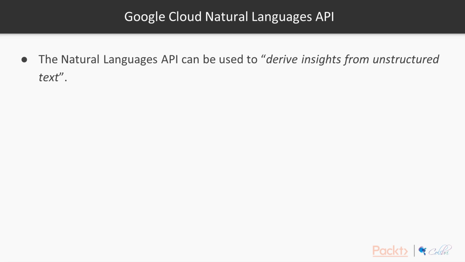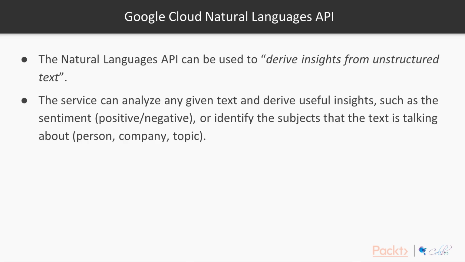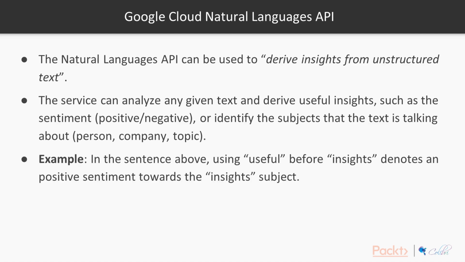Looking in a bit more detail into the Google Natural Languages Cloud offering, this service can be used to understand and derive insights from unstructured text. In plain words, users can feed any kind of text in a number of languages, and Google will understand details such as separate sentences, the subjects that we are talking about, and even the sentiment of the text, this being negative, positive, or neutral. Just as an example, the second sentence on this slide will result in a slightly positive sentiment, as the word useful denotes a positive subjective impression about the insight's subject.